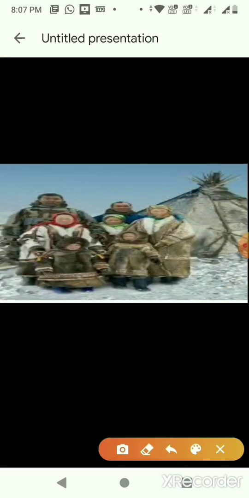And here is the image. See children, the long boots they wear. So which animal's skin is used to make these boots? That is seal. And why do they wear these long boots? They wear these long boots to keep their feet warm in the snow.